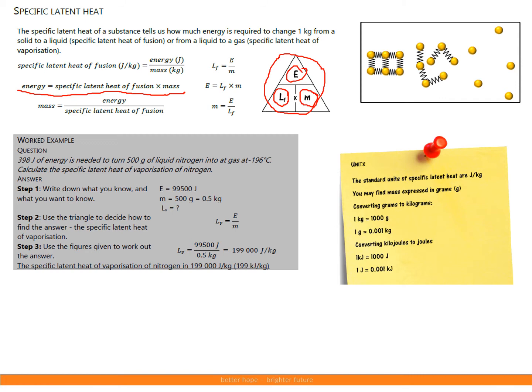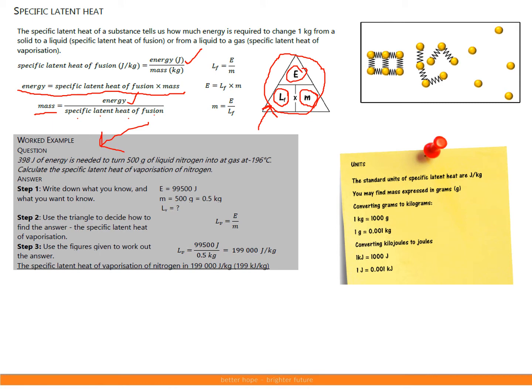So for example, if you were being asked to find out the specific latent heat of fusion for a question, all you would have to do is do energy divided by mass. If, however, you wanted to find mass, you would do the energy divided by the specific latent heat of fusion. And don't forget, within the question, they will give you this data, okay? So let's have a look at this particular worked example.